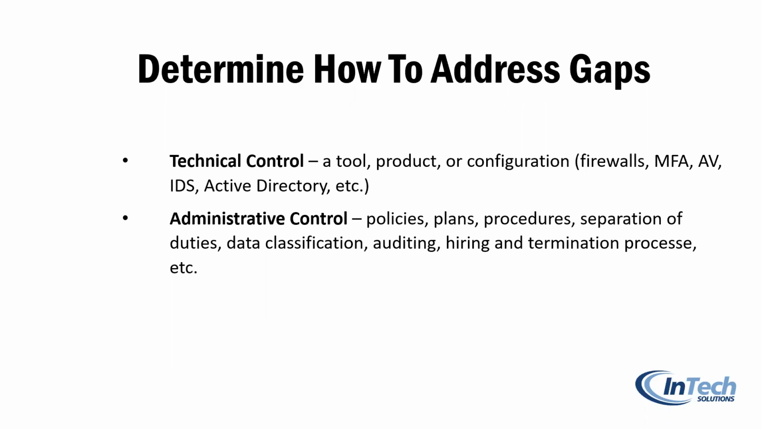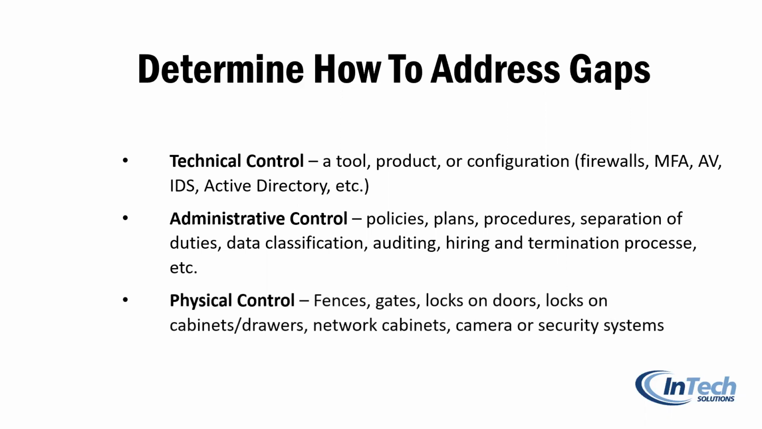In some cases, it's almost impossible to put a technical control in place, and an administrative control may be able to fill that gap. Things like policies, plans, procedures, maybe separation of duties, data classification, the hiring and termination processes, etc. Or is there a physical control that can be put in place? Things like fences, gates, locks on doors or cabinets, network cabinets that are locked down, and cameras or security systems.